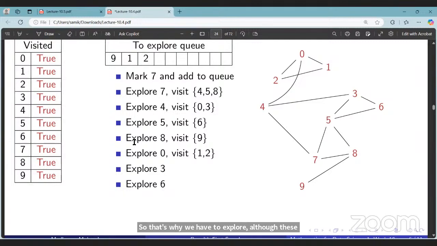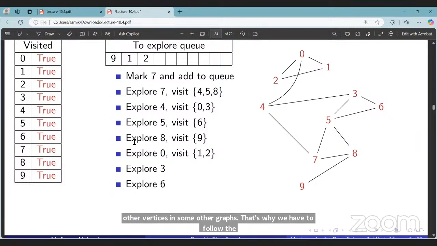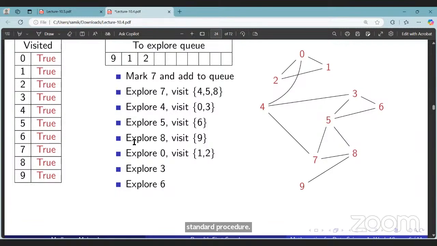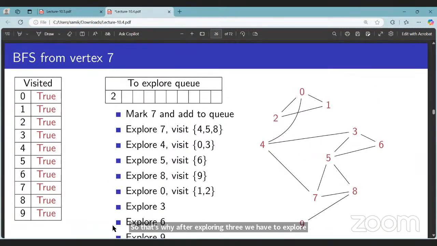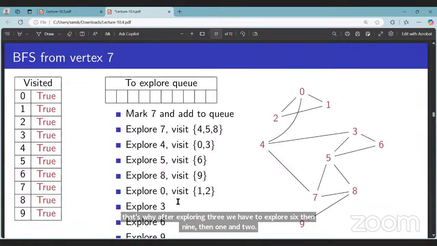In this graph, the exploration of these vertices is not giving us other information. But it is possible that there are some other vertices in some other graphs. So that's why we have to follow the standard procedure. After exploring 3, we have to explore 6, then 9, then 1, and at the last 2.